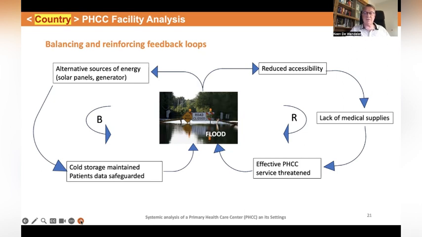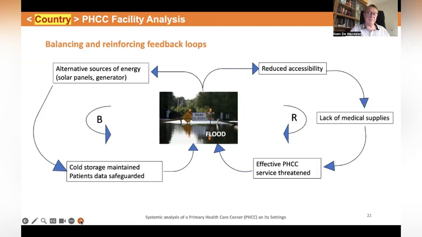In case of a flood, for example, we may assume that there is a reduced accessibility, and that because of the reduced accessibility, there may be a lack of medical supplies, which in turn may threaten the effective service that can be delivered at the primary healthcare center. Now, obviously, this loop reinforces the negative impact of the flood.